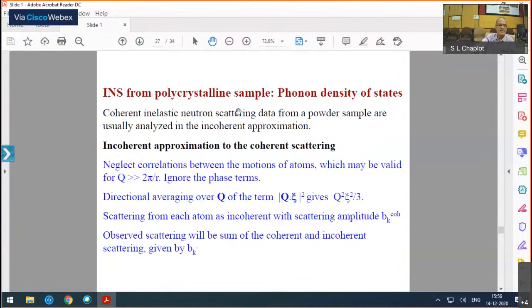And that is why, even if single crystals are available, we would like to look at the phonon density of states, and that is best done using polycrystalline samples.